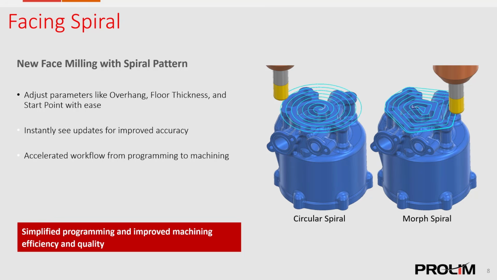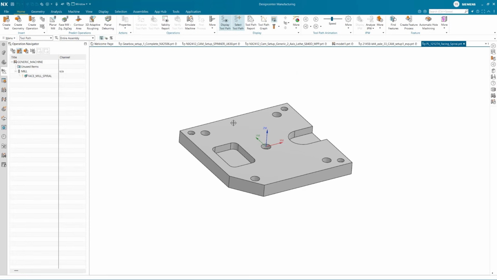You can adjust all those parameters like overhang, floor thickness, and start point, and you can see the immediate response on the graphical window. This automatic toolpath preview is one of the standard features, where as you adjust the parameters the toolpath updates in real time. So it basically helps with faster generation performance. And let me show you an example inside the NX.